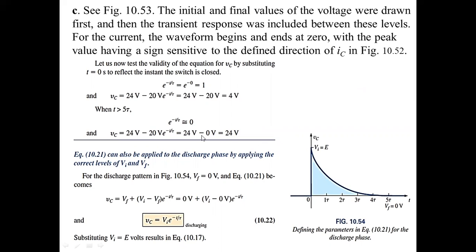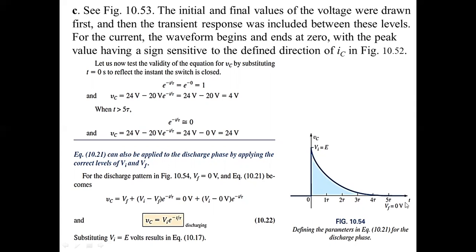Now for the discharge, we will have the same value. Vi is the initial value, which is equal to E now, and this is an exponentially decaying curve for the Vc, and it will decay to 0 at 5 tau. In this case Vf will be equal to 0. So using this expression, Vc is equal to Vf plus Vi minus Vf e raised to power minus t by tau, we have Vf equal to 0, because after 5 tau the capacitor will be fully discharged.